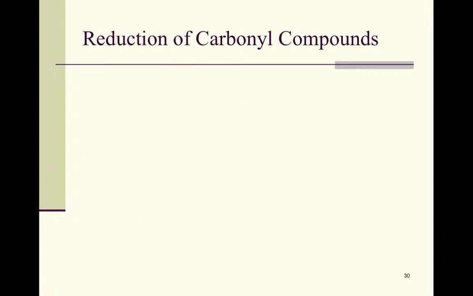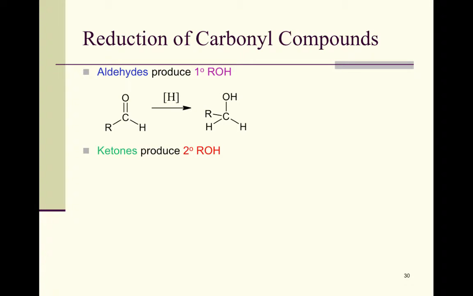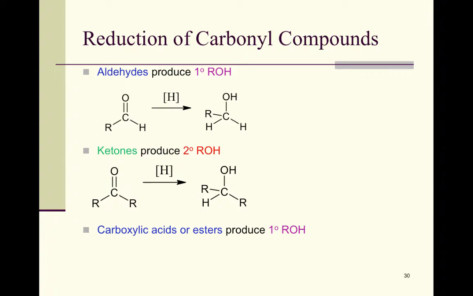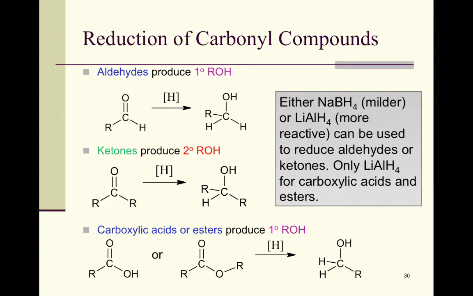Reduction of carbonyl compounds will form alcohols. If you start off with an aldehyde, you'll produce a primary alcohol. Ketones produce secondary alcohols, and carboxylic acids or esters produce primary alcohols. The reducing agent that you can use to reduce an aldehyde or ketone can either be the milder sodium borohydride or the stronger lithium aluminum hydride. Carboxylic acids have to use only the strong agent of lithium aluminum hydride.